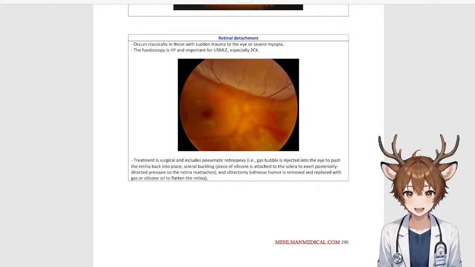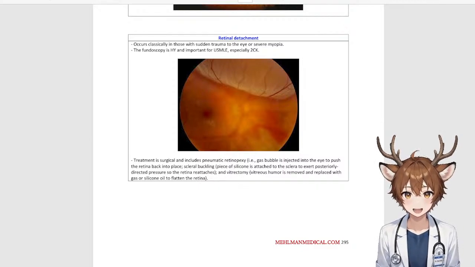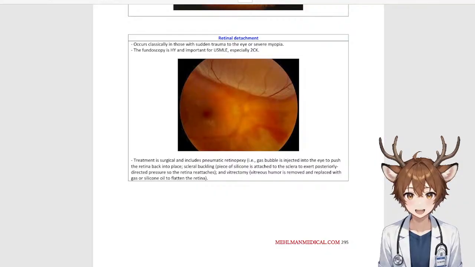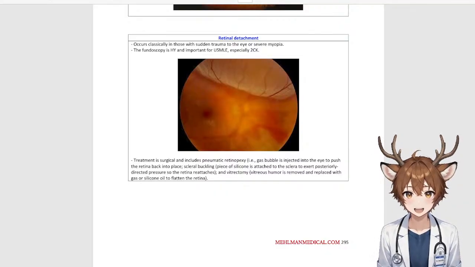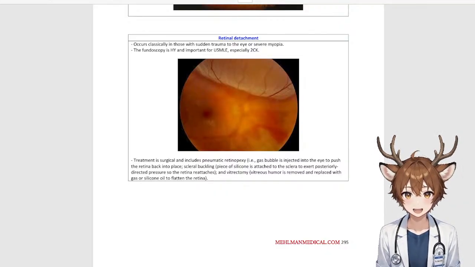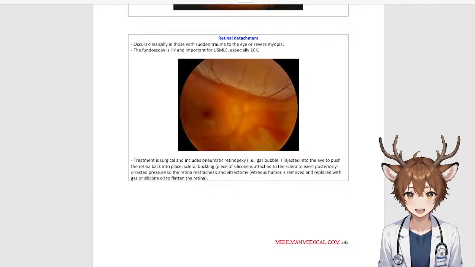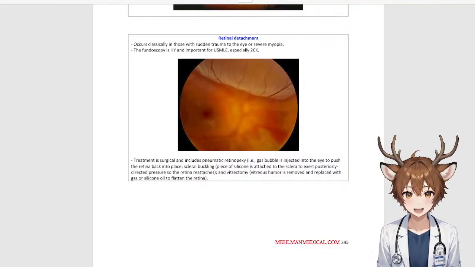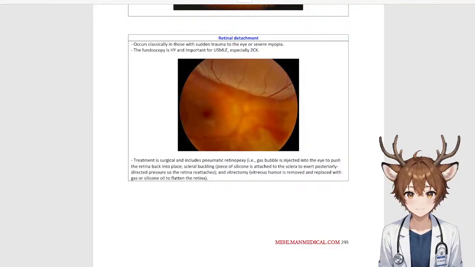the retina back into place. Scleral buckling, a piece of silicone is attached to the sclera to exert posteriorly directed pressure so the retina reattaches. Oh, interesting. In vitrectomy, vitreous humor is removed and replaced with gas or silicone oil to flatten the retina.